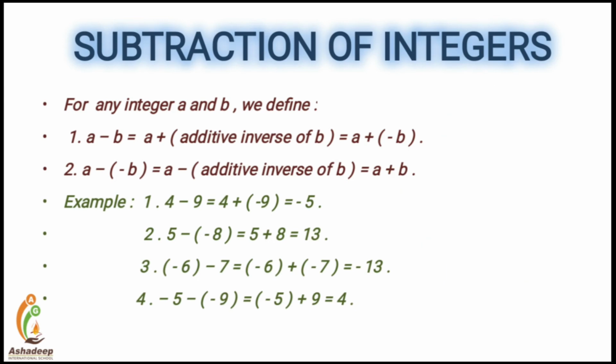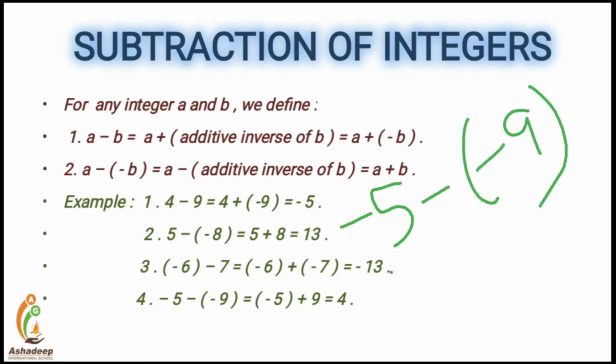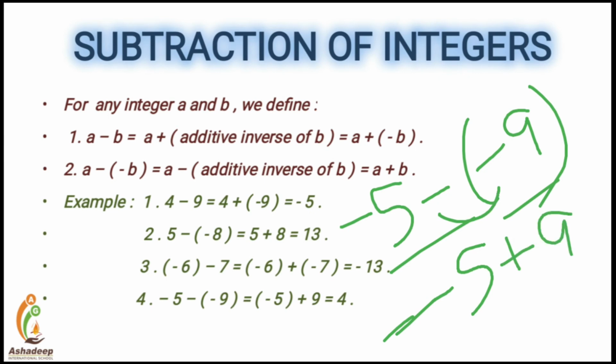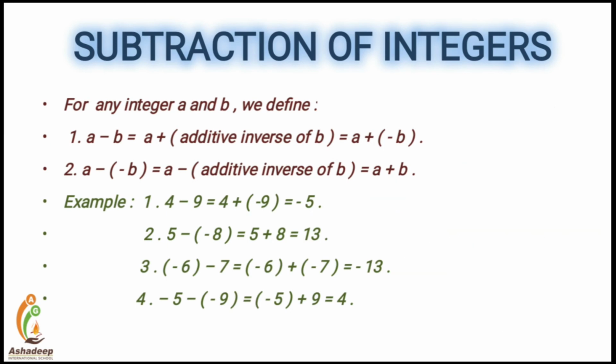In the next example, minus 5 minus minus 9. यहाँ पर मैंने दोनों नेगेटिव इंटीजर लिए, so minus 5, this minus minus becomes plus. So minus 5 plus 9, 4. Because 9 is a bigger number and it is a positive integer, so its answer will also be a positive integer. Clear? So this is how you can do the subtraction of integers. Now let's move to the properties of subtraction of integers.